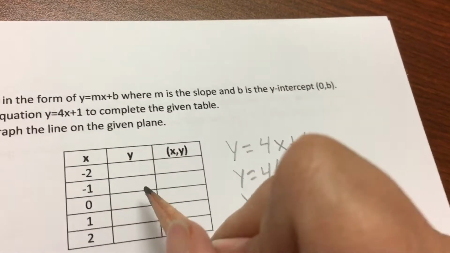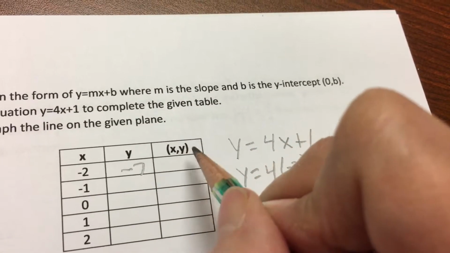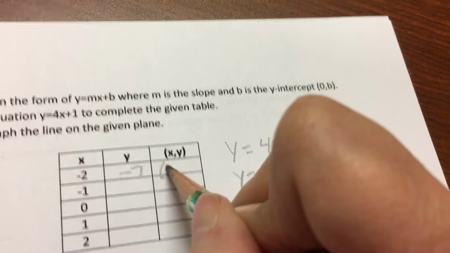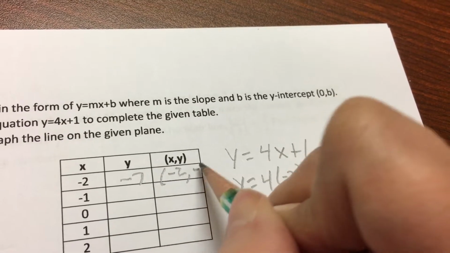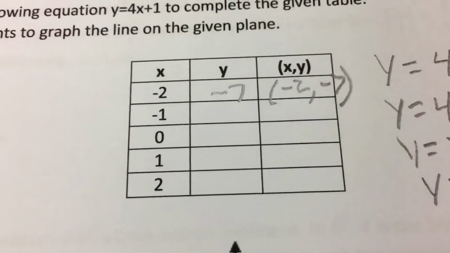Okay, now notice I'm going to plug in -7 for y, but when I go to write my answer, I've got to use parentheses. So it's parentheses, -2, comma, -7. Okay, if you do not put your parentheses, you'll miss that on the quiz, so make sure you do it. Now, you're going to complete the table with all your ordered pairs of points.